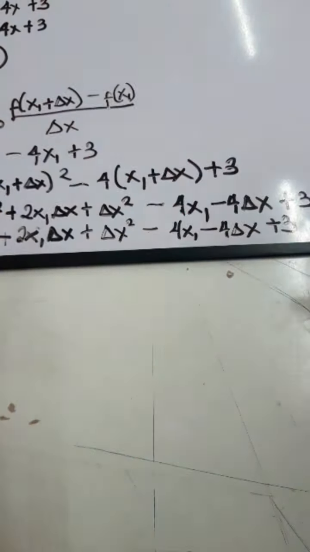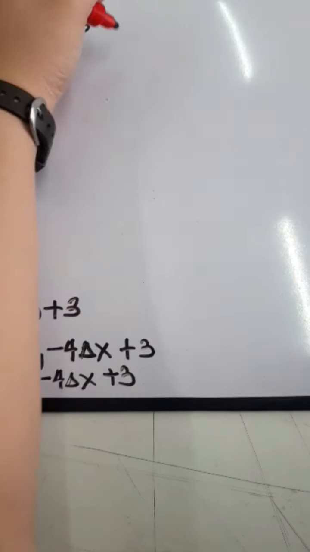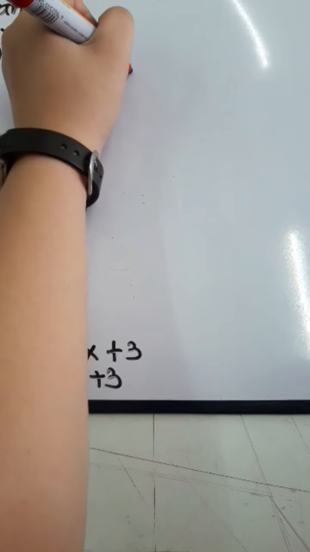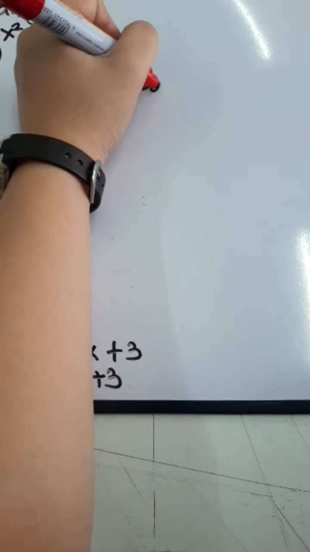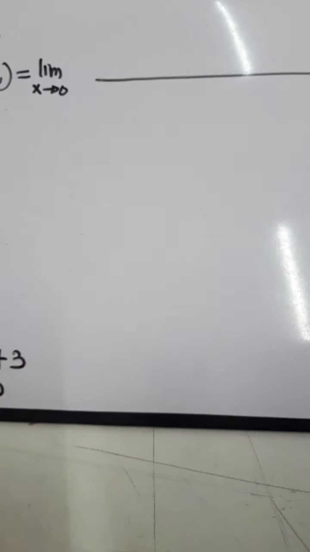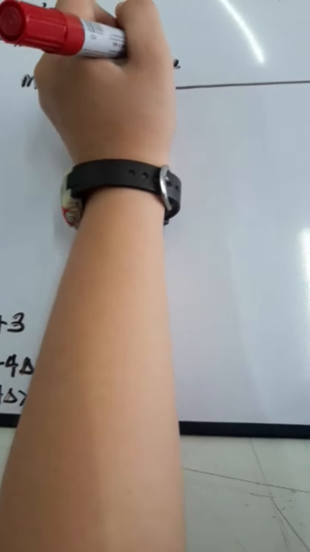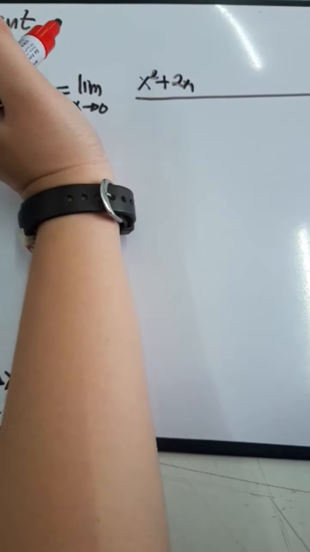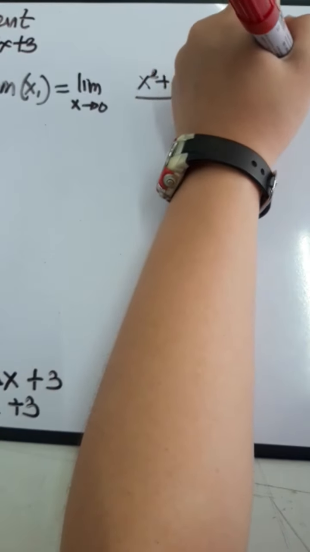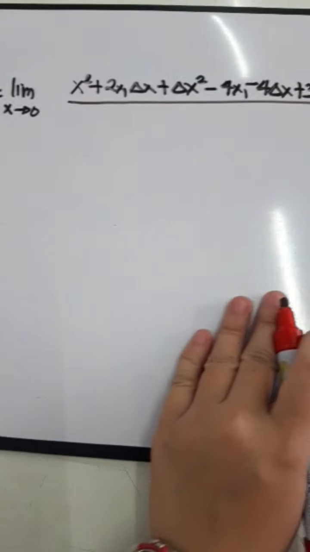Okay, so now we are going to substitute these in the equation for finding the slope of the tangent line. So, the limit as delta x approaches 0. It is long, so we copy what we solved for f of x sub 1 plus delta x. So, x sub 1 squared plus 2x sub 1 delta x plus delta x squared minus 4x sub 1 minus 4 delta x plus 3. Okay?